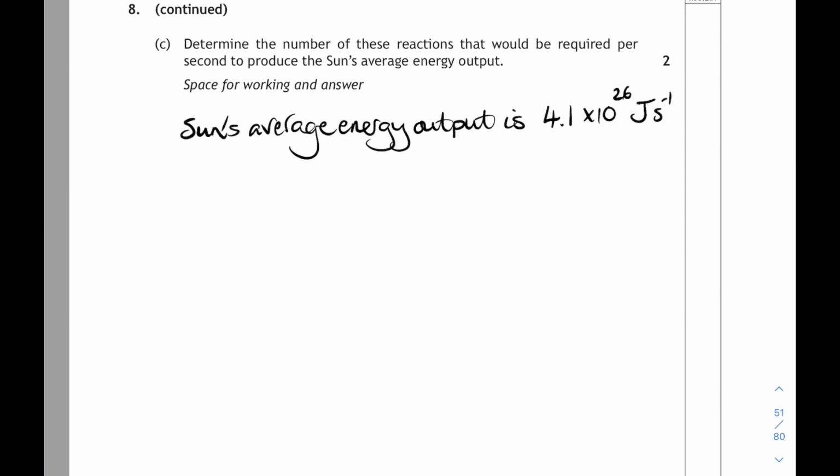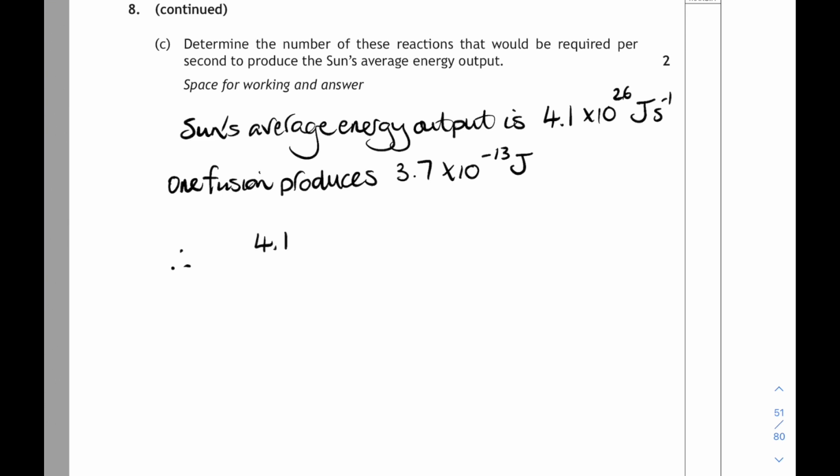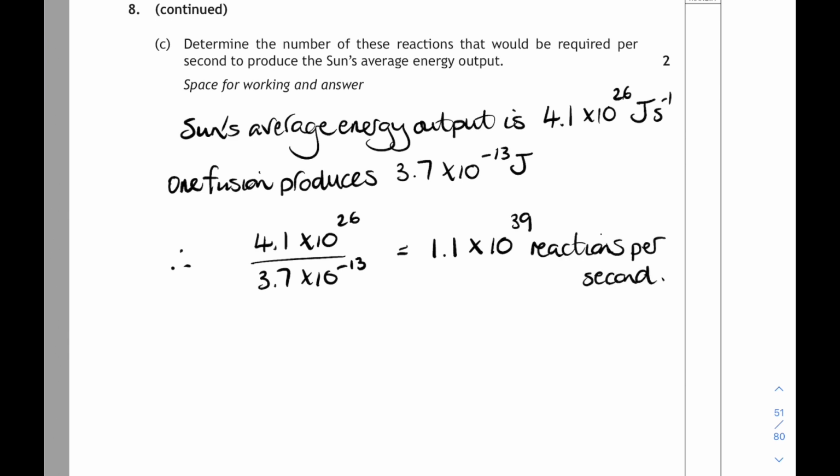And the energy we got from one reaction, we've just calculated that in the previous part of the question. That was 3.7 times 10 to the minus 13 joules. So the number of reactions we need will be the energy output divided by the energy we get from one fusion reaction. So 4.1 times 10 to 26 divided by 3.7 times 10 to minus 13 is 1.1 times 10 to the 39 reactions every second. And that's what's going on in the sun.